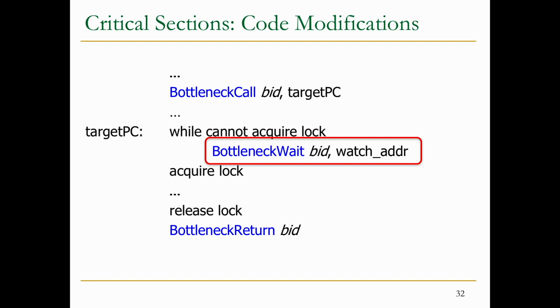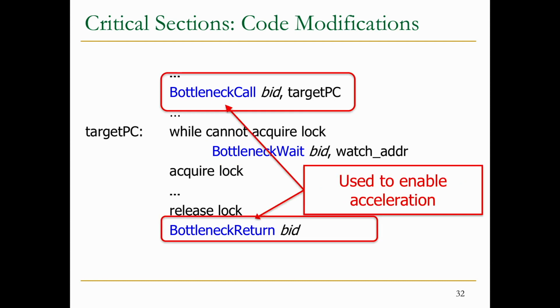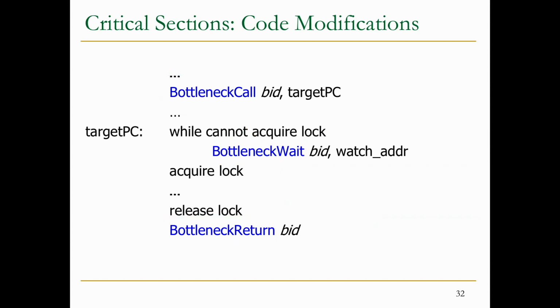That's the idea. So now this instruction can help us to increment a counter associated with this bottleneck ID. Every time we execute this instruction, we know that we're waiting for that bottleneck, because somebody else is there, because I couldn't acquire the lock. That's the idea. So it's used to keep track of waiting cycles, and these are used to enable acceleration, as we will see. So this is the locks.